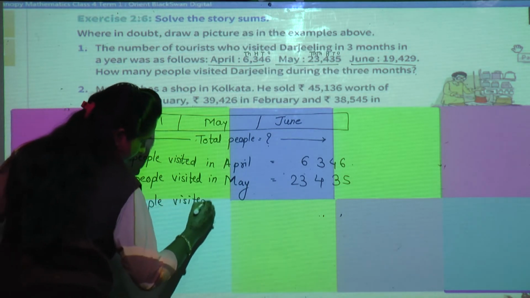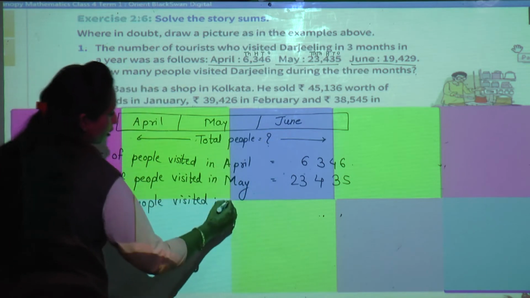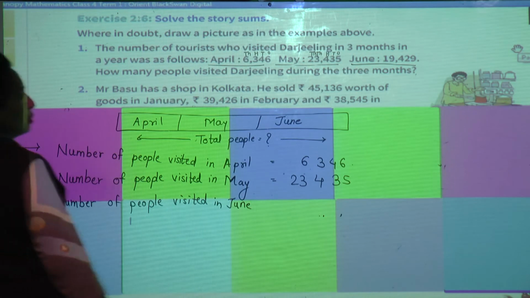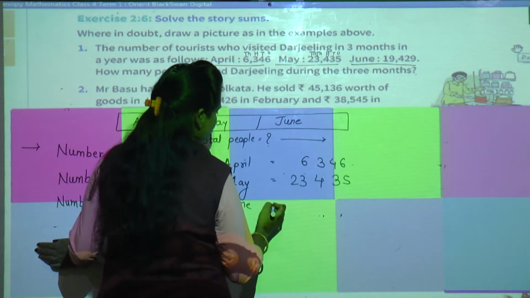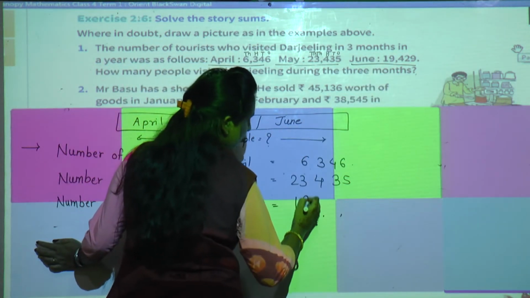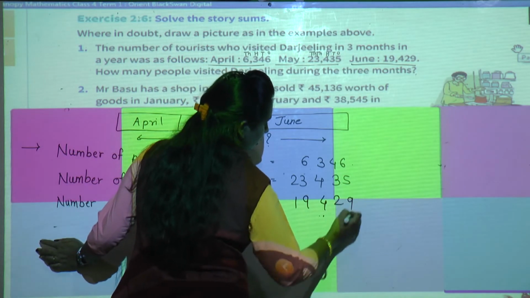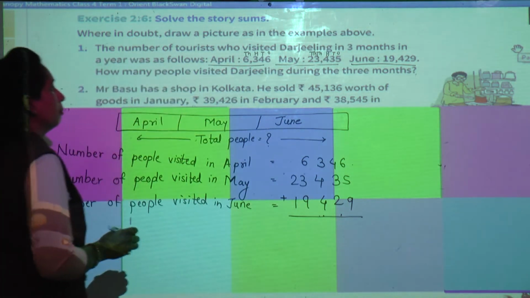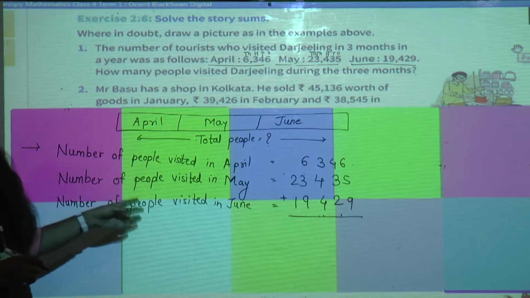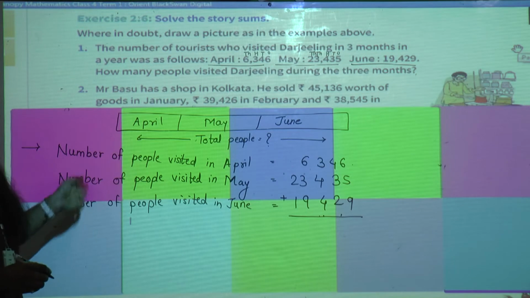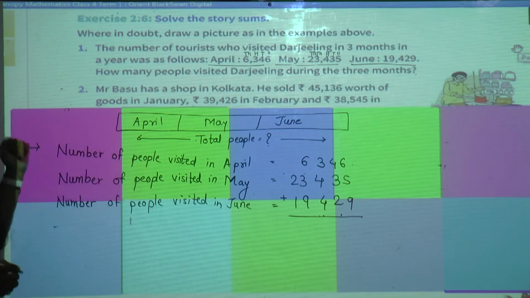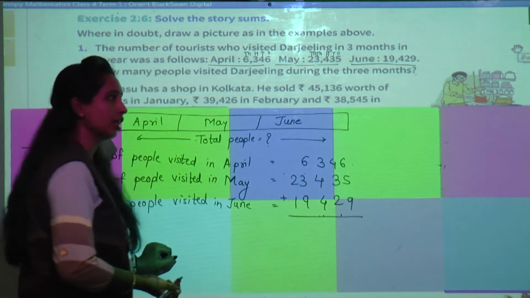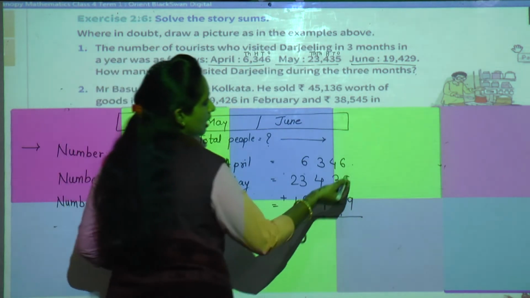And the next is number of people visited in which month? June. That is the 3rd month. How many are there in June? 19,429. Now we have to add these 3 numbers together because we have to find out how many people visited Darjeeling during these 3 months. So these are the 3 months. When we add these 3 numbers together, we will get the answer. Now we will do the addition.